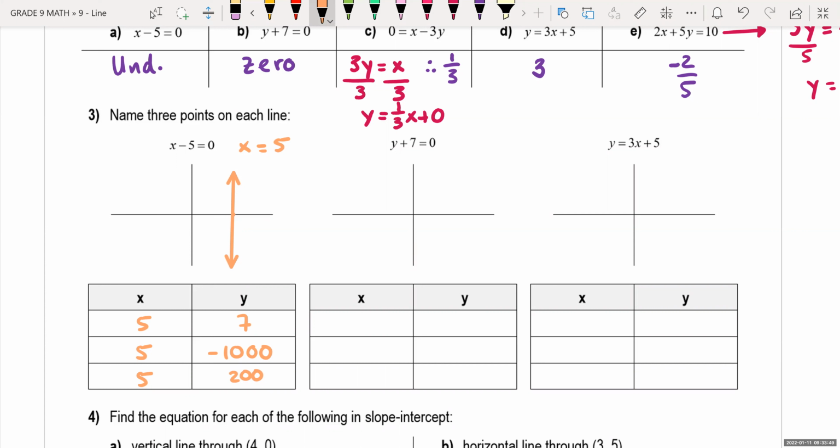Aberami, for that previous question, the slope would be negative 2 over 5 because that whole fraction is in front of the x. Okay, I'll try the next one. So for this one, if I were to rearrange it, I would get y is equal to negative 7.